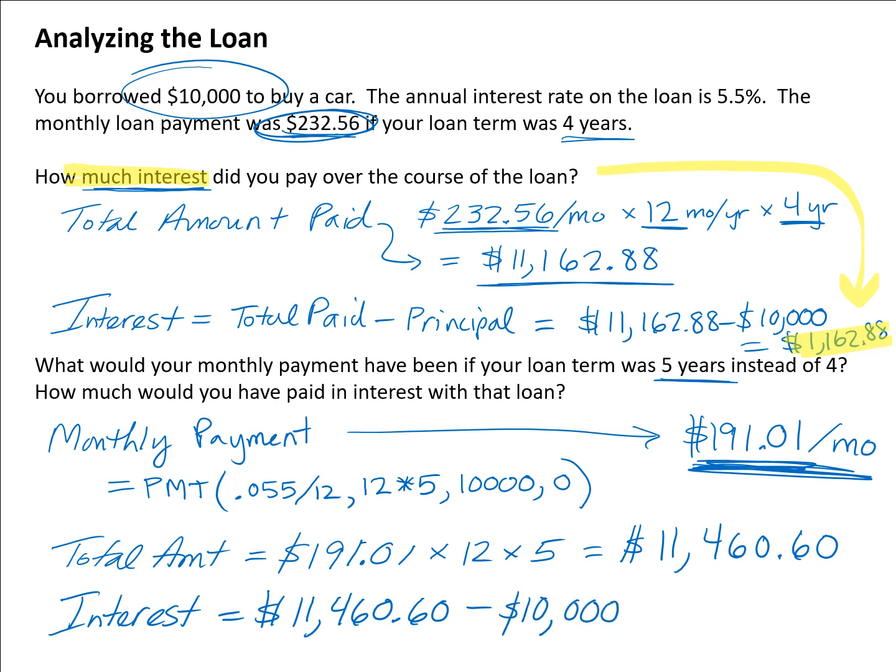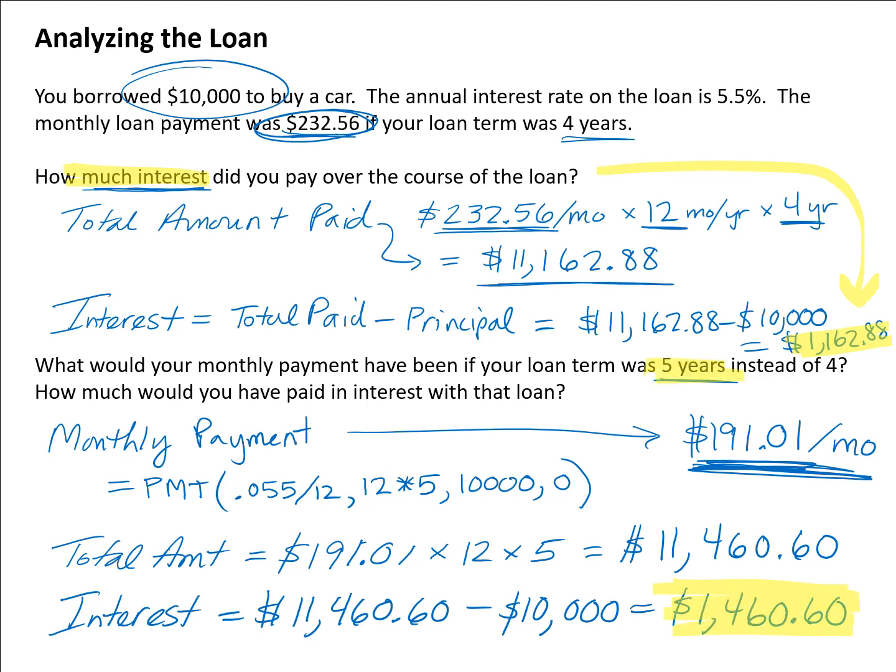So when you pay back a loan, you're paying back the loan amount and interest. So if you subtract the loan amount, you will be left with interest. And in this case, we're left with $1,460.60 in interest.